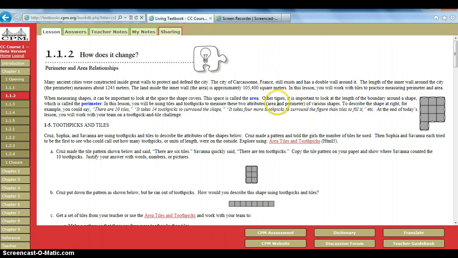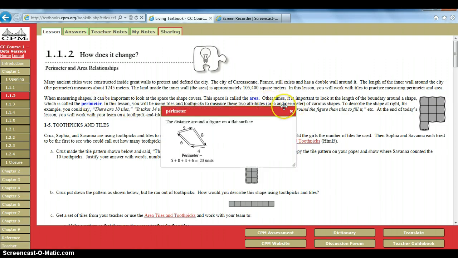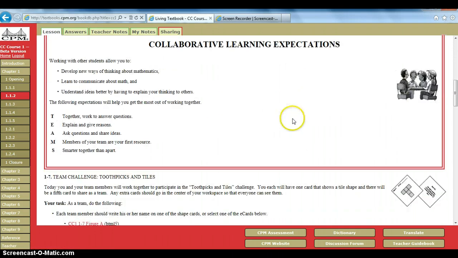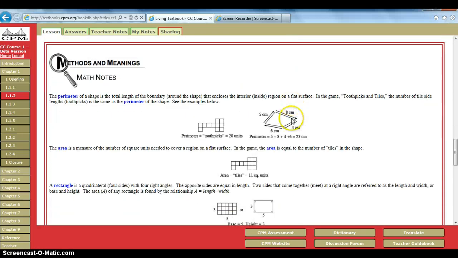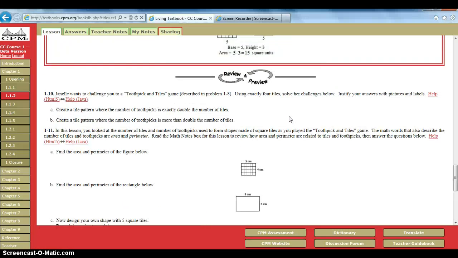Again, if you need to review anything that we have done in class, you may do so. Here are some of the keywords that we went through. Area would be one of them, and perimeter. So if you need a refresher of what both of those mean, that would be the place to go. I'm going to scroll down to the review and preview section.